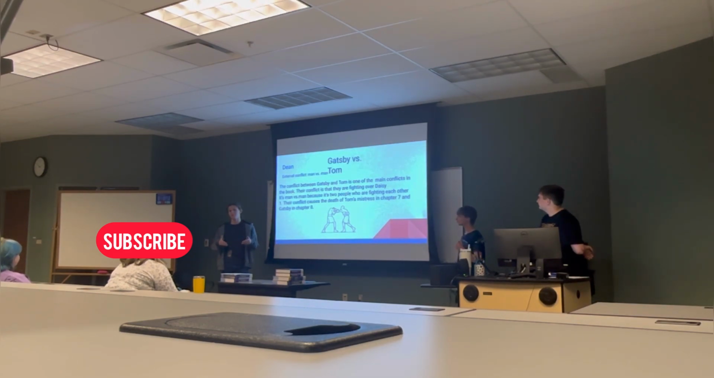All right, so the first conflict that we found was external conflict, man versus man. It'd be Gatsby versus Tom, because they kind of hate each other, even though they don't attack each other in the book. They kind of do not like each other one bit. Basically, their whole conflict caused at least three people to die. So that's a big thing.